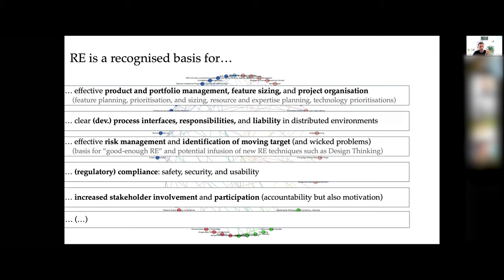When you're working in requirements engineering, there are some things you might expect, for example, that requirements engineering or the outcome, proper requirement specifications, are a basis for effective product planning, of course, or feature sizing, of course. Once I know my requirements, I know how to size them. I know how to plan my releases. I know how to prioritize my different functions in a software system. And so on and so forth. Risk management, of course.